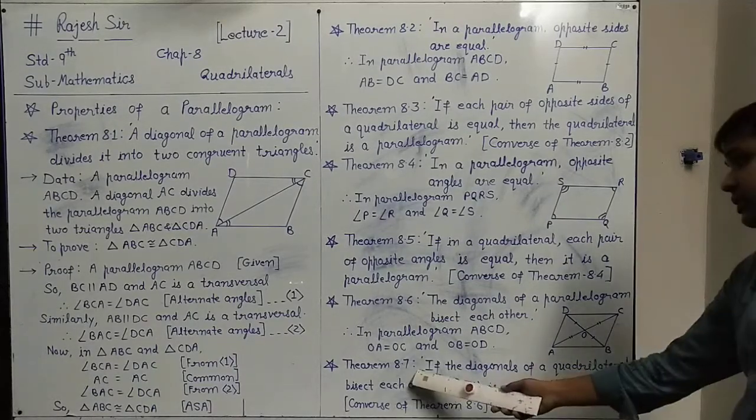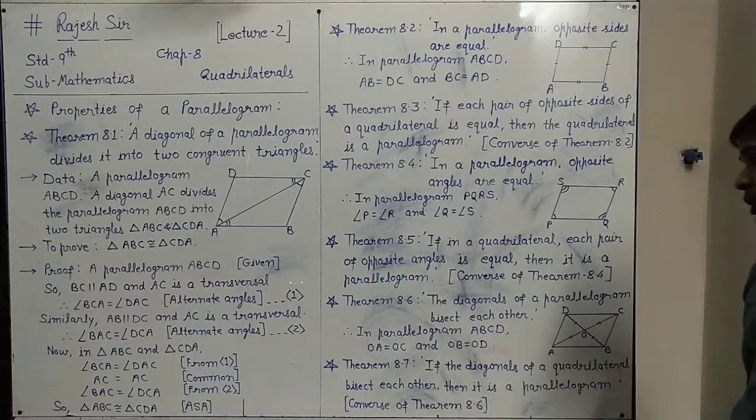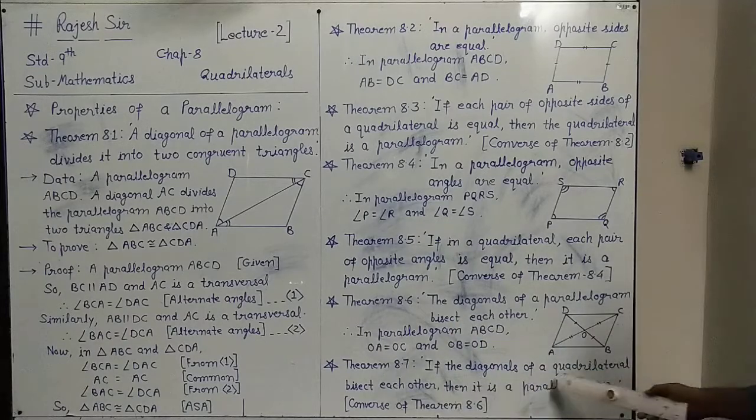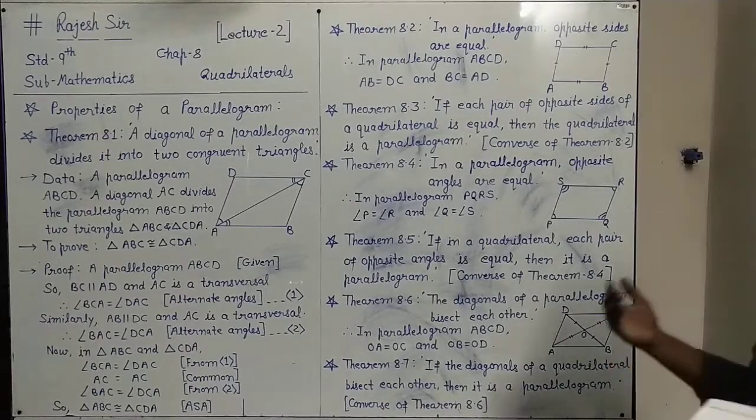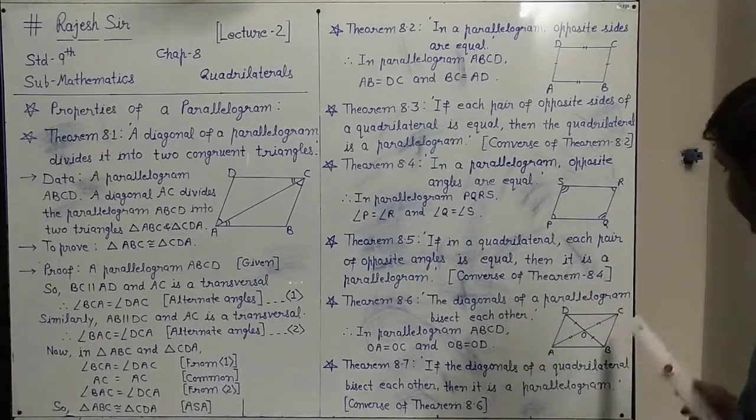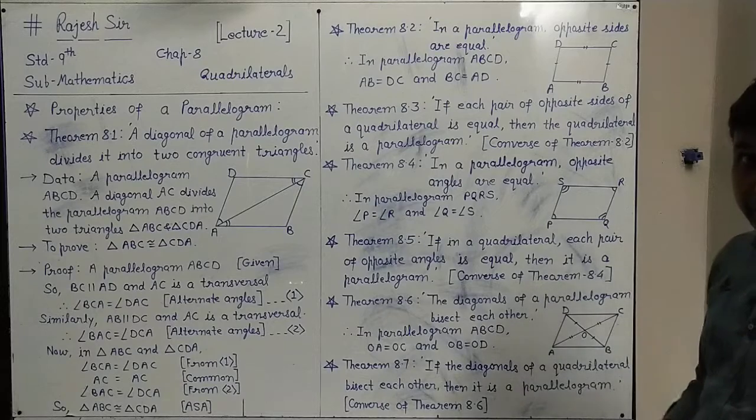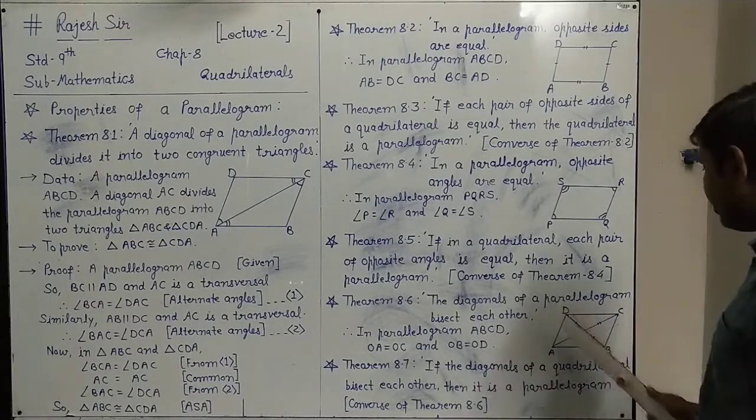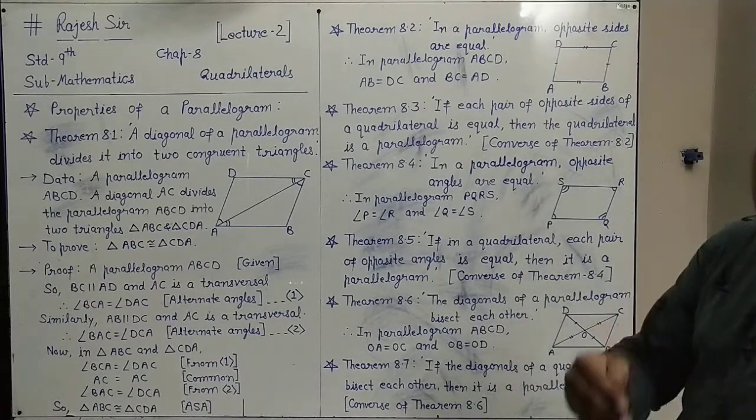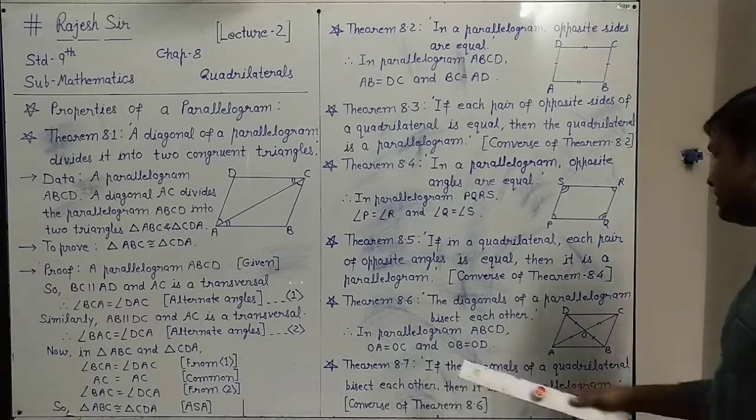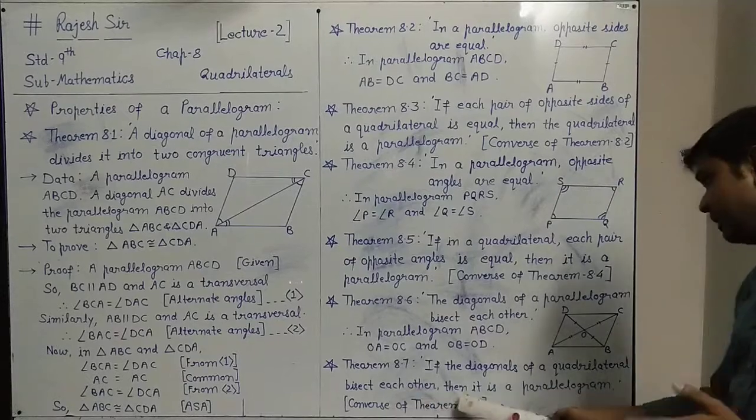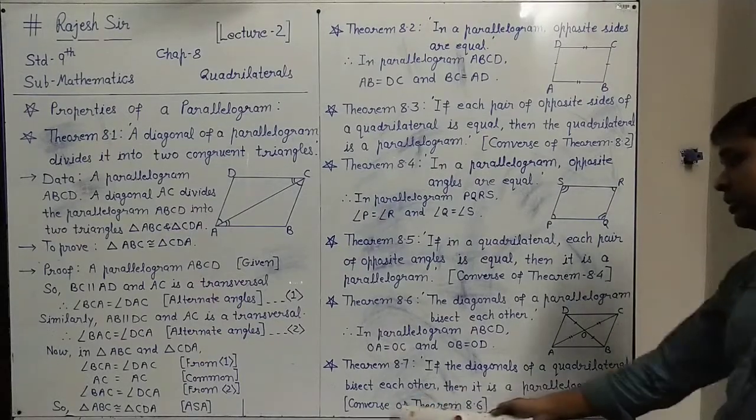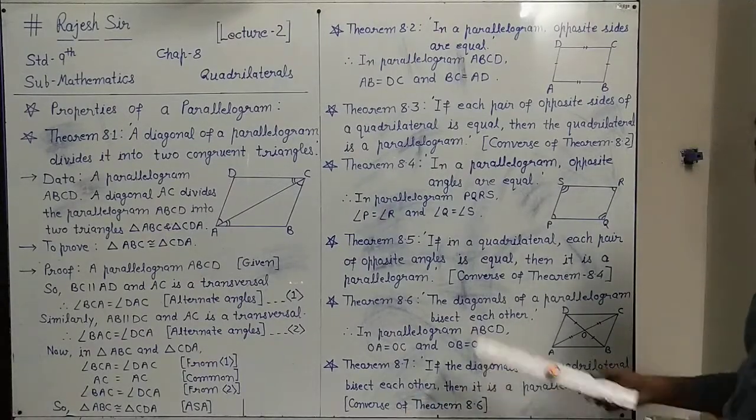Now theorem 8.7 is again the converse of theorem 8.6. If the diagonals of a quadrilateral bisect each other, if in a quadrilateral you don't know which type it is, but you know that its diagonals are bisecting each other, then which type of quadrilateral will you say it is? You will say it is a parallelogram. That is the theorem. If the diagonals of a quadrilateral bisect each other, then it is a parallelogram. This is also called the converse of theorem 8.6.